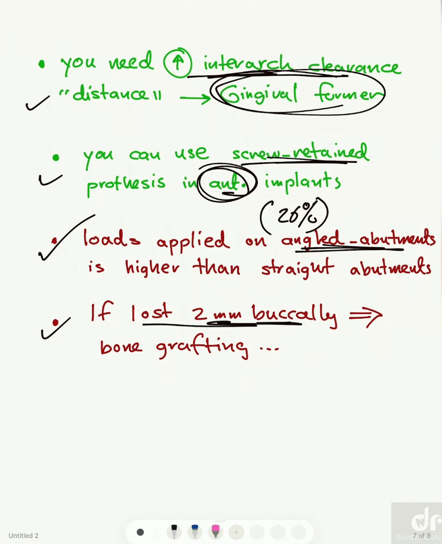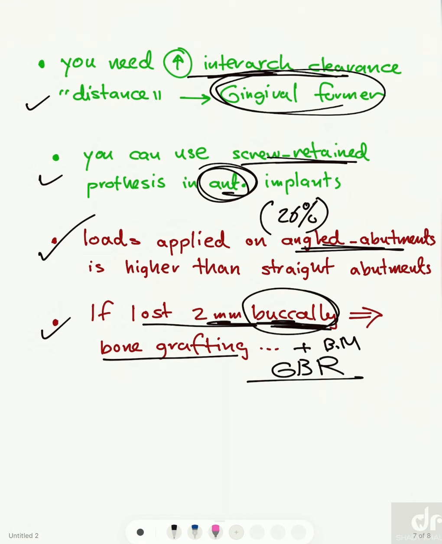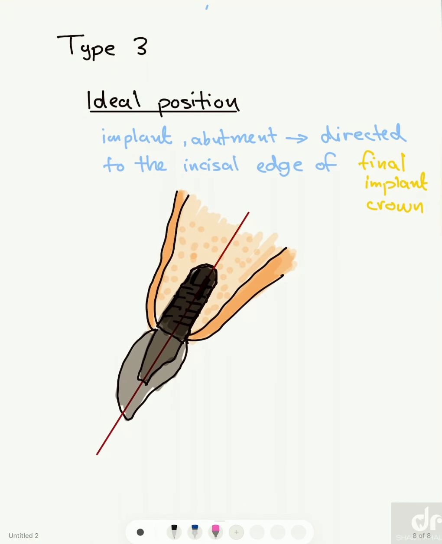Also, if we lose the 2 millimeters buccally, what should we do? In this case, we have to go directly to bone grafting and also use a barrier membrane: guided bone regeneration and guided tissue regeneration techniques. We are going to make another video for both topics. It is very interesting.